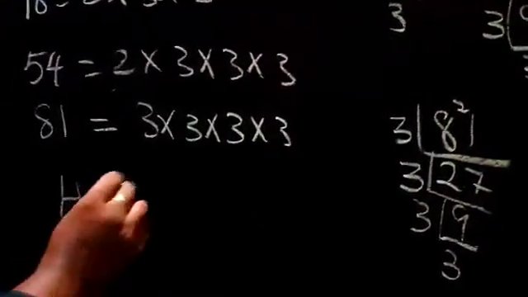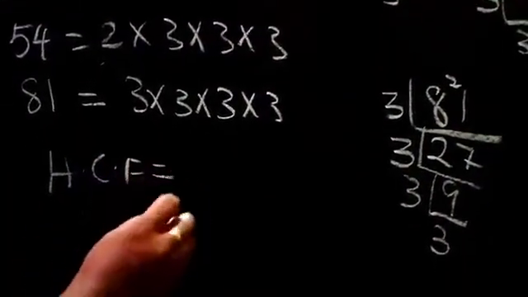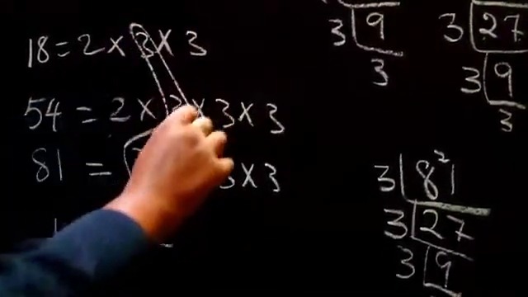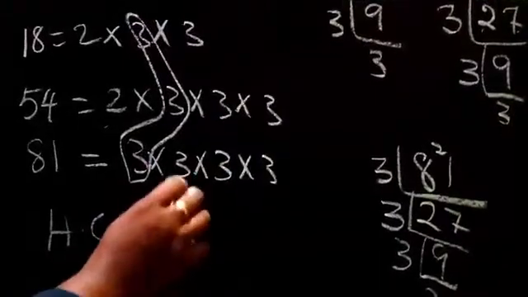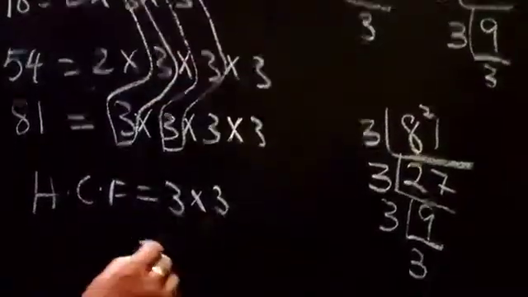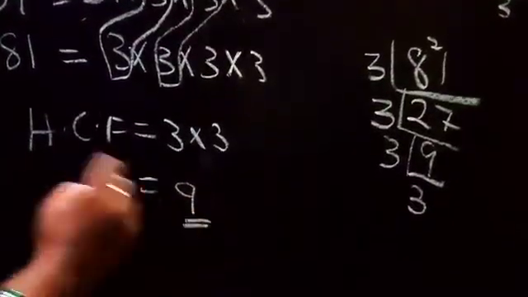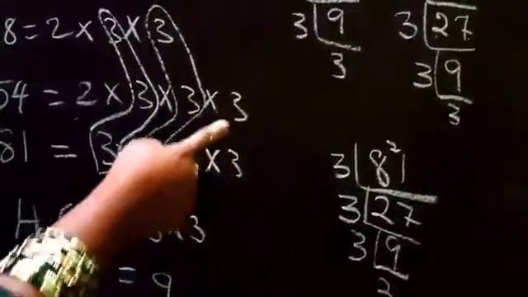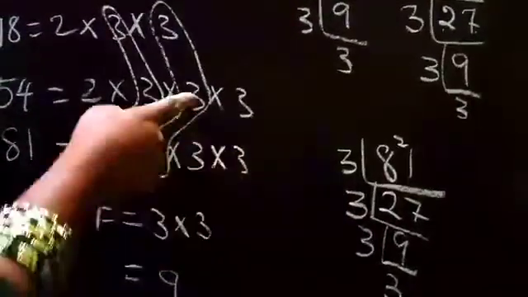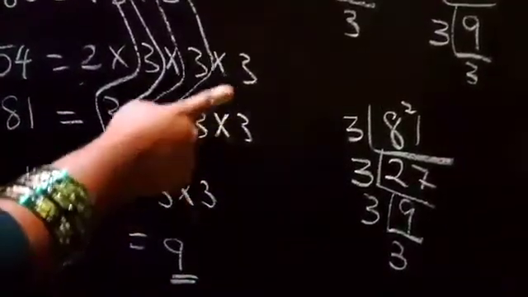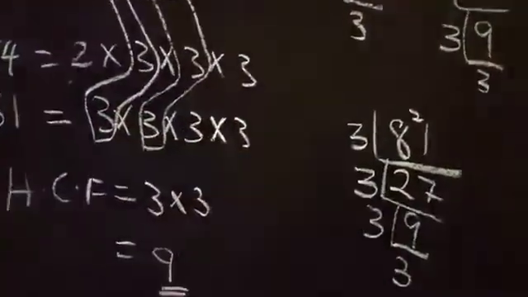Now the HCF of all three numbers: 3 appears in everything. Again one more 3 is common. 3 3s are 9. 9 is the HCF of these 3 numbers. In this, 2 times we have 3, this 3 should not be written. In everything it should be common, then only the 3 can be written. In this also, the 3 is there, you should not write it.